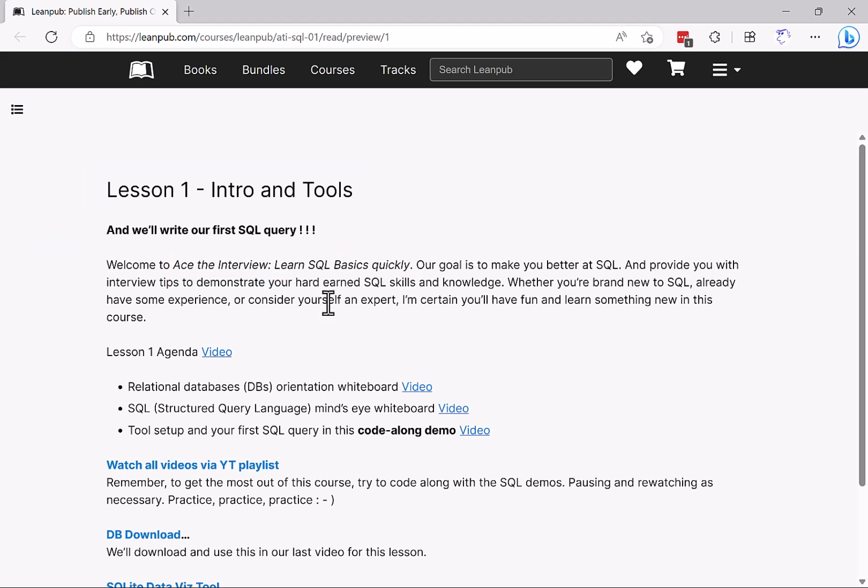Some tidbits about the course: my goal is just to make you a better SQL programmer, whether you're starting with zero SQL experience or you even consider yourself a SQL expert. I've done a lot of SQL over the years, and I share lots of tips and tricks about how I write SQL and how I think about SQL. I think we'll all have fun and learn something new in this course.